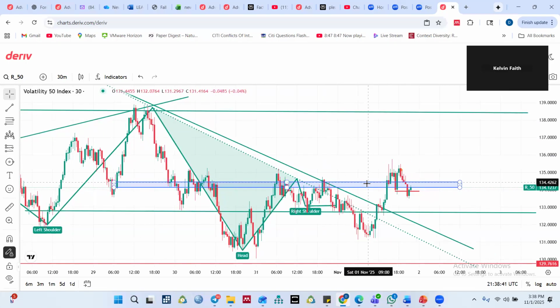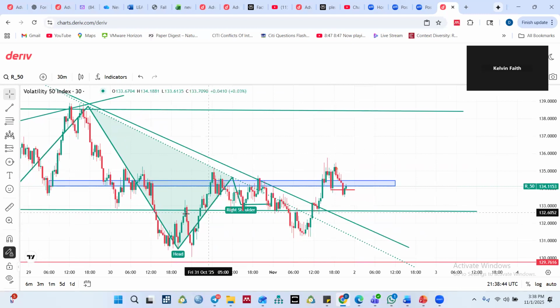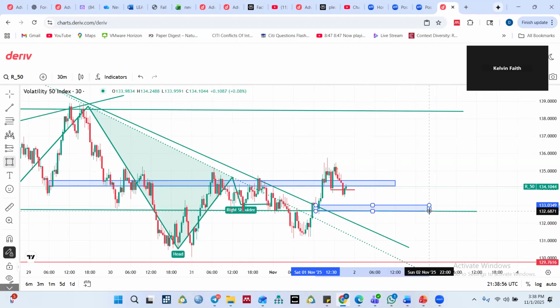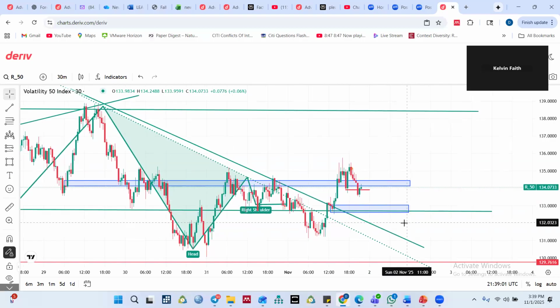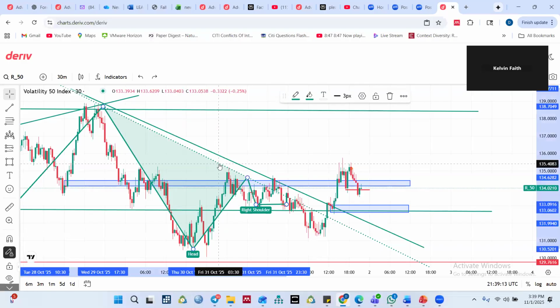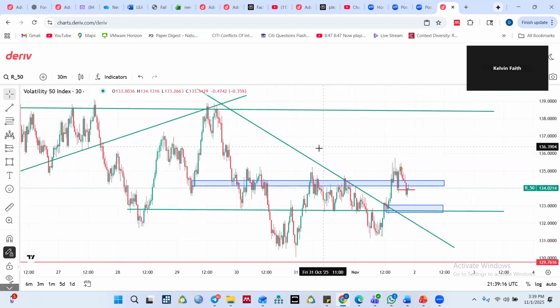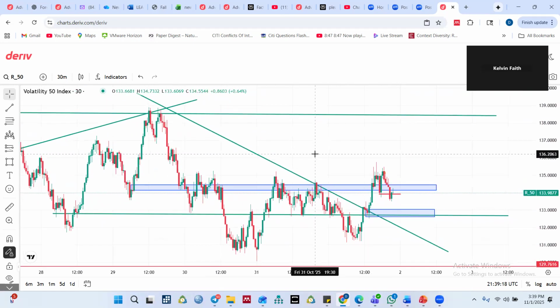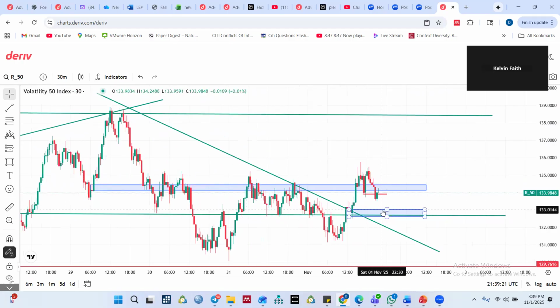Okay, so the conditions are met, but I feel like we might need another touch of this place. Another touch of this area. So we need to wait a little bit to see if it will give us that touch here.